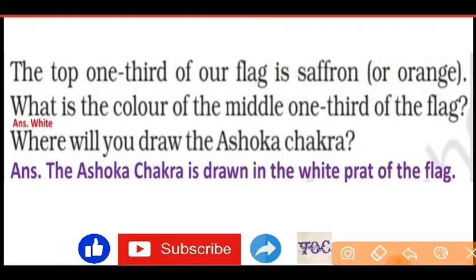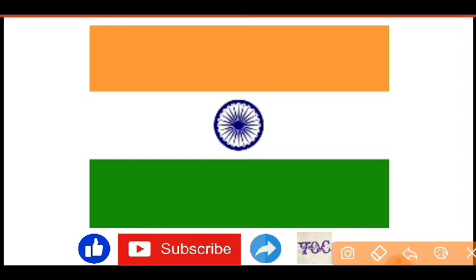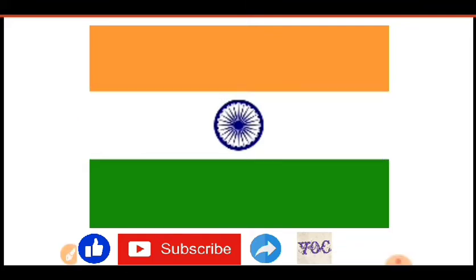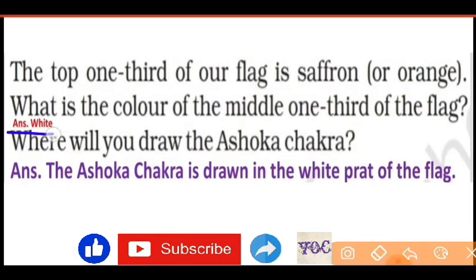Now what is the question there? What is the color of the middle 1/3 of the flag? So let's see what the middle 1/3 is. Yes, this one is the middle 1/3. What is the color? You can see that it is white. So the answer will be white. Next question just below that.